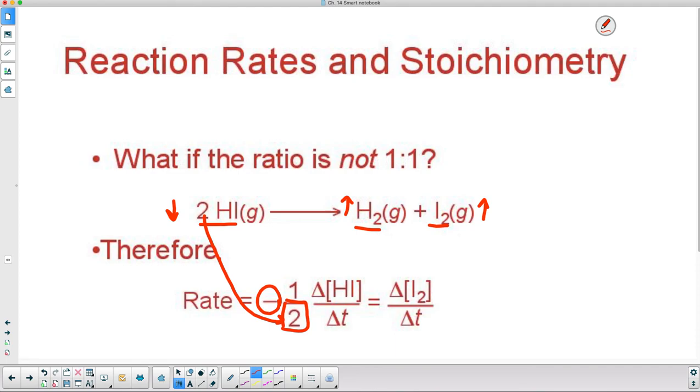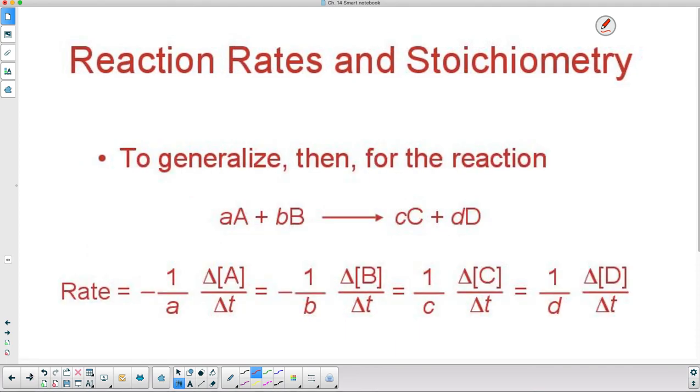Okay, in general, here's what it looks like. For any reaction that has coefficients lowercase a and capital A for the formula, and lowercase b and capital B for the formula, then we have over here the products of lowercase c for the coefficient of C, and capital C is the formula for the compound. Same with lowercase d and capital D. Notice that we got negatives for the reactants and positives for the products.